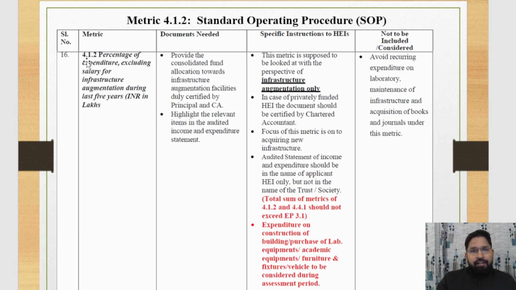So now we are working on 4.1.2. Expenditure on construction of buildings, purchase of lab equipment, academic equipment, furniture, and vehicles is to be considered during the assessment period. It is considered. Avoid including expenditure on laboratory maintenance of infrastructure, that is not countable in this metric.